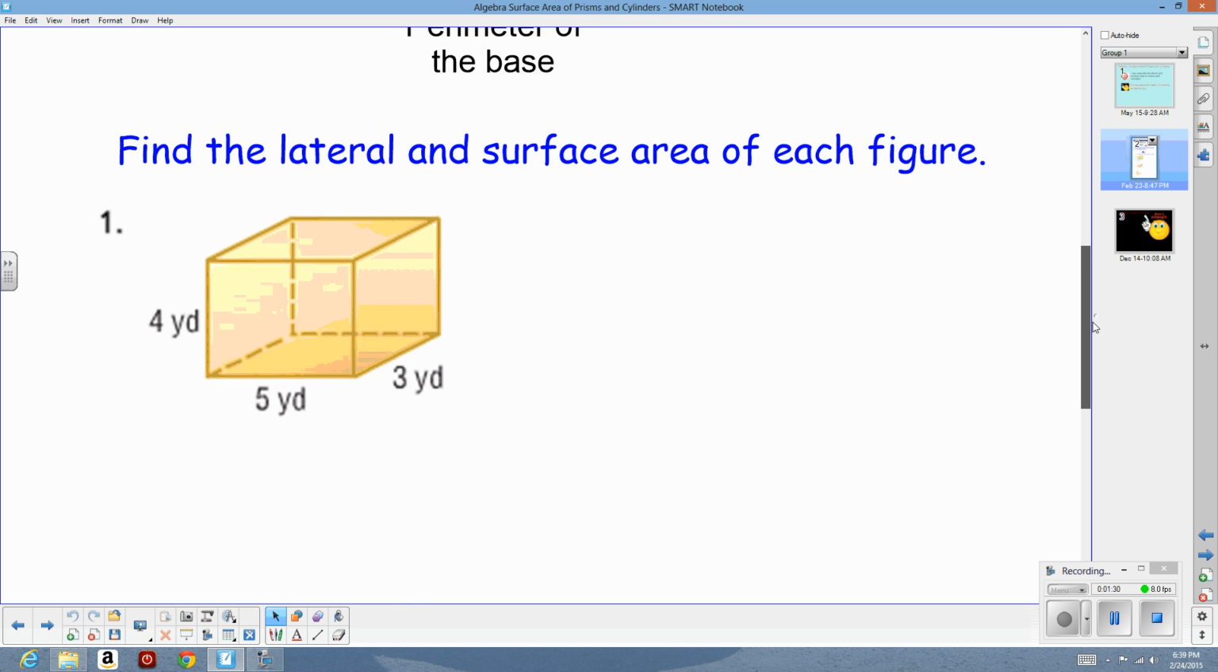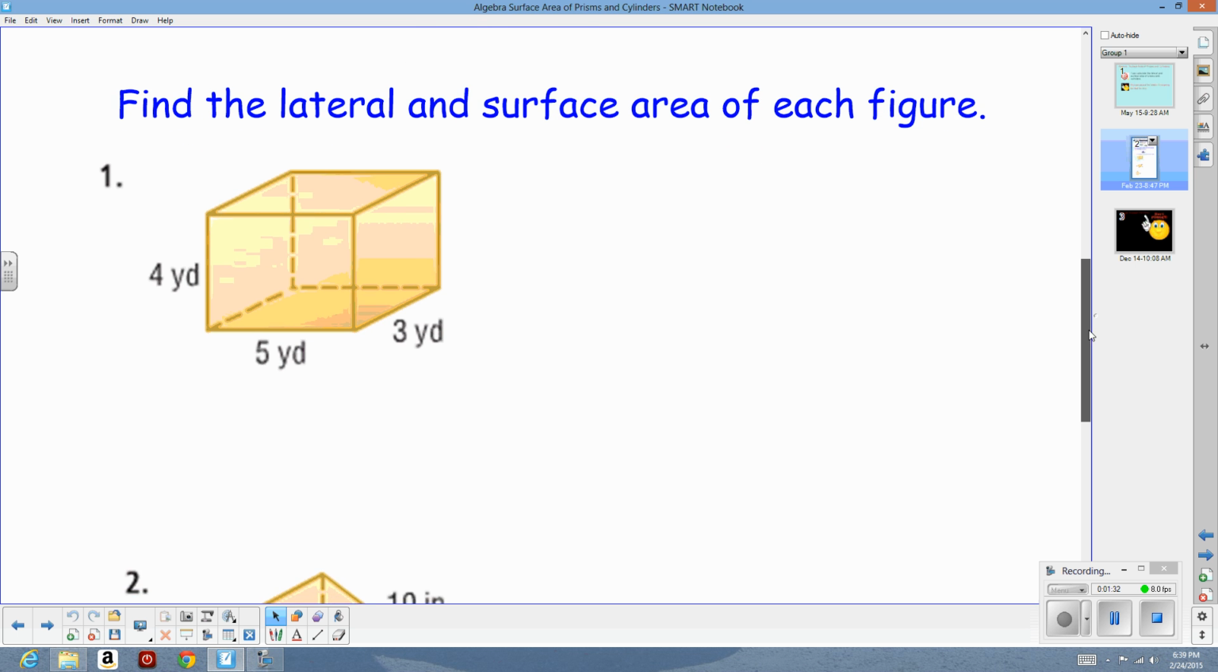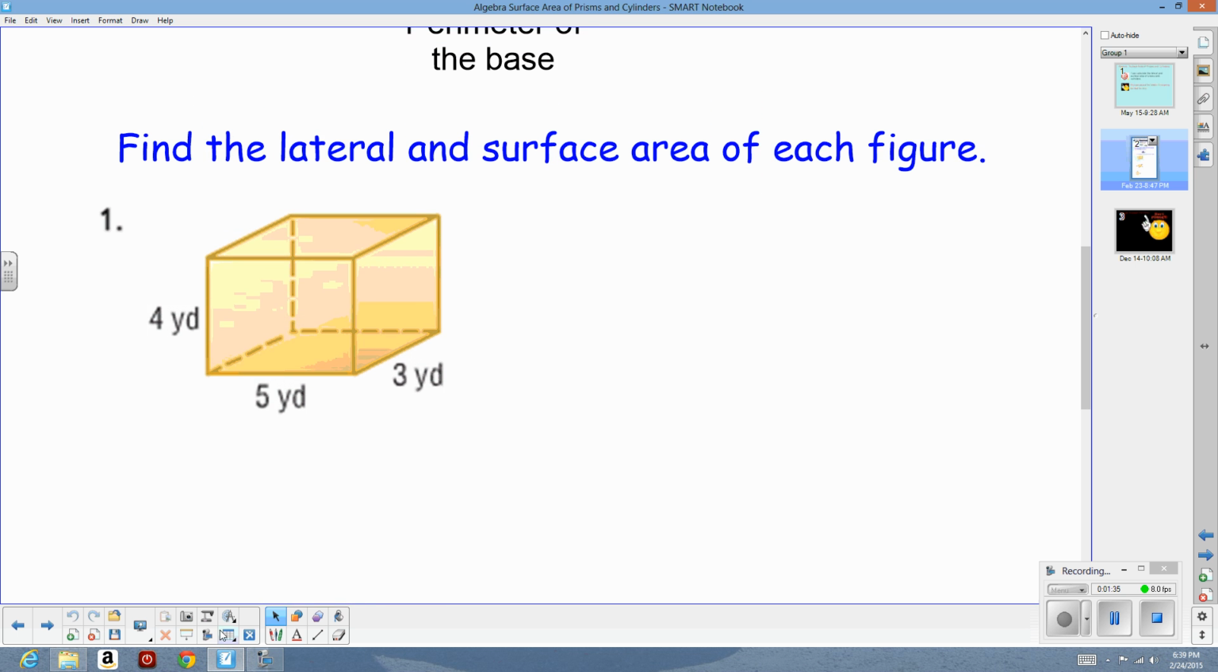Our first example has you finding the lateral and surface area of a rectangular prism. I'm going to go ahead and write down the formula for surface area. Surface area equals the perimeter of the base times the height. That's going to give you this big rectangle that wraps around the two bases, plus 2 times the area of the base. And since the base is a rectangle, this big B is going to be length times width of the base. So I'm going to just write that above it.